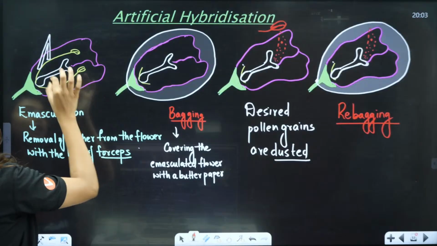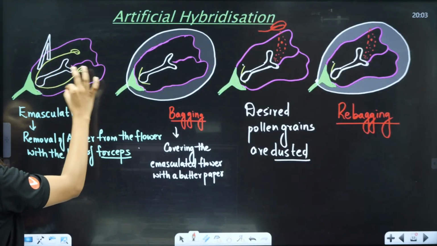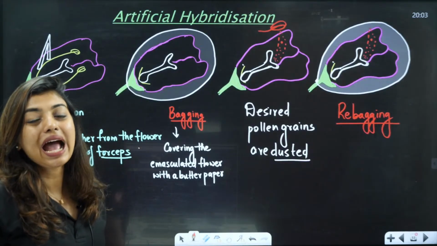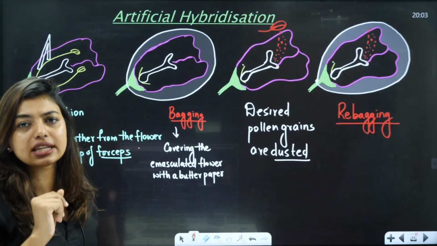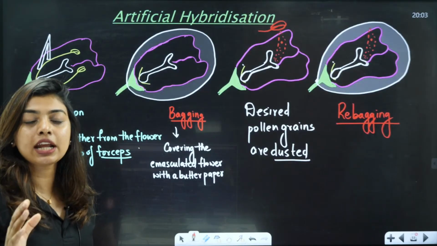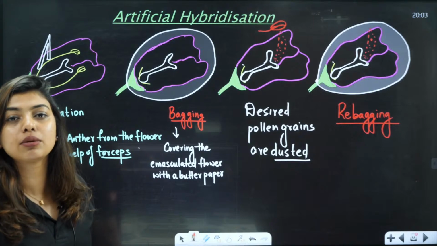This is a flower. From this flower, I am going to remove both the anthers. Why? So that self-pollination can be avoided. If the anther is there, pollen grains will fall on the stigma and self-pollination will happen. To avoid that, I have to remove the anther.